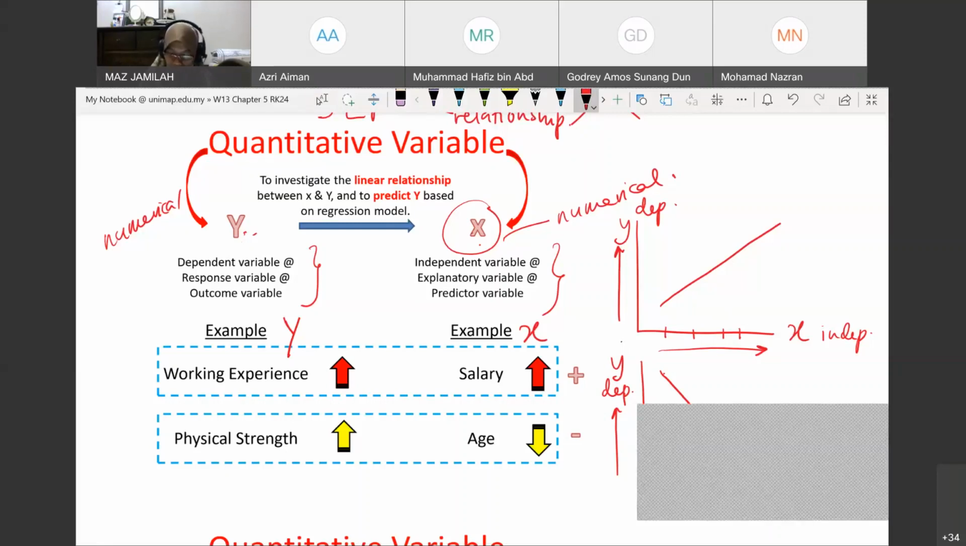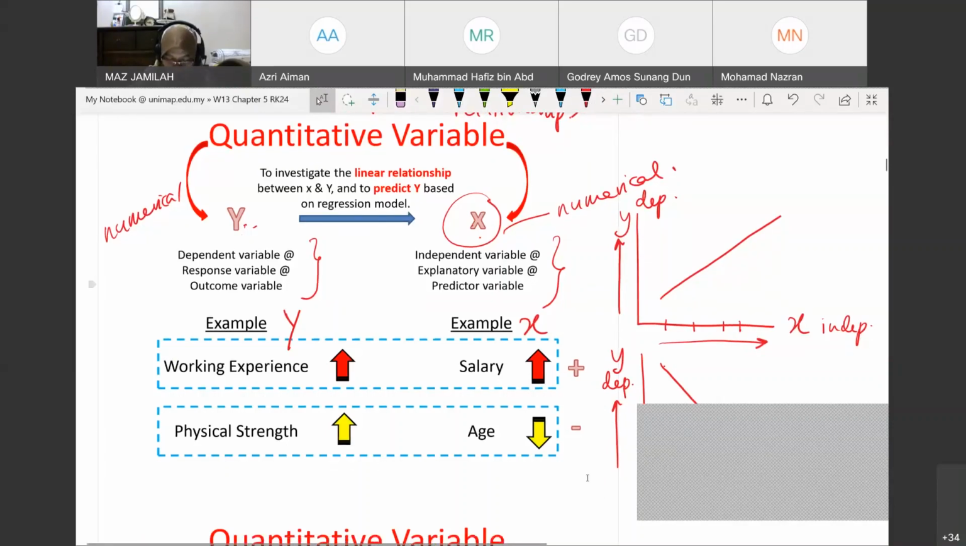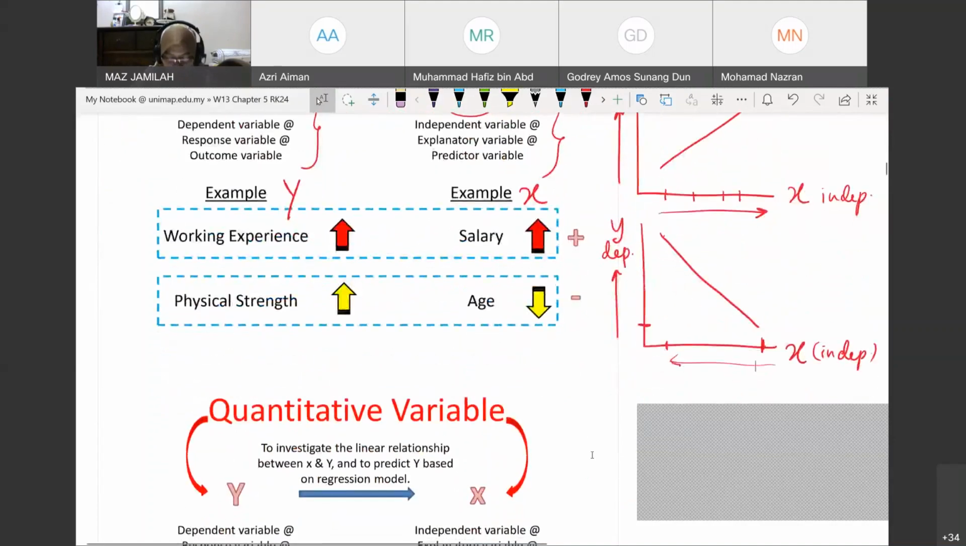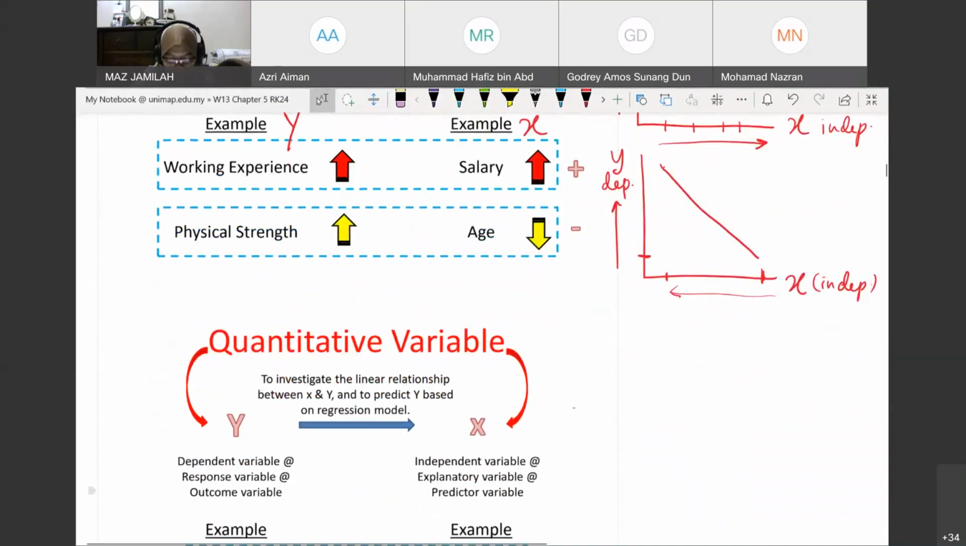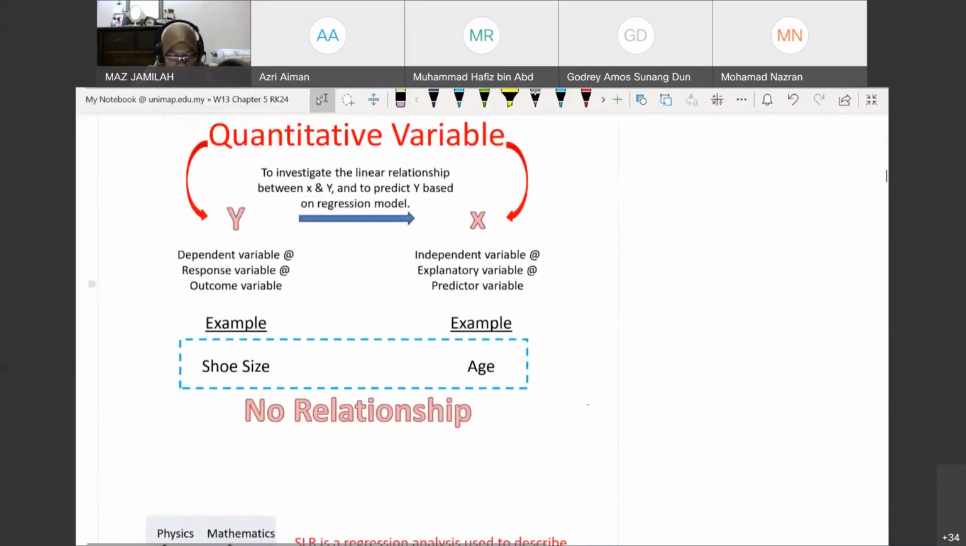Now we are going to discuss further what kind of relationship we have for each case. What if there is no relationship between x and y? For example, age and shoe size. There is no specific reason or way we can tell that the older the person, the larger the shoe size.